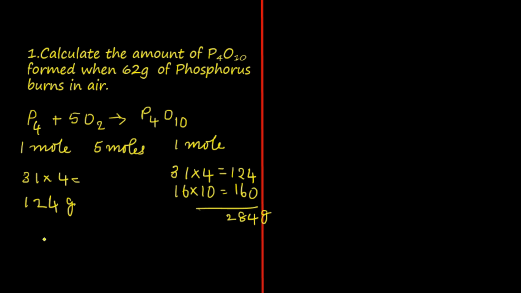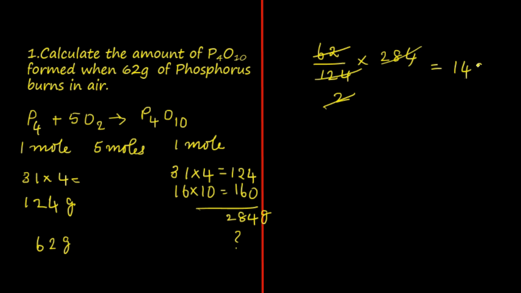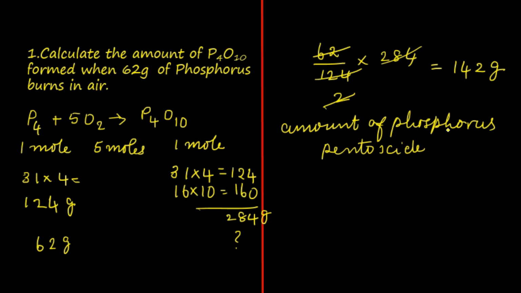What is asked? How much of phosphorus pentoxide will be formed when 62 grams of phosphorus burns in air? How do you do that? 62 by 124 into 284. That will be equal to 142 gram. In the question, the amount of phosphorus is given in grams, so our answer also is in grams. Amount of phosphorus pentoxide formed is equal to 142 grams.